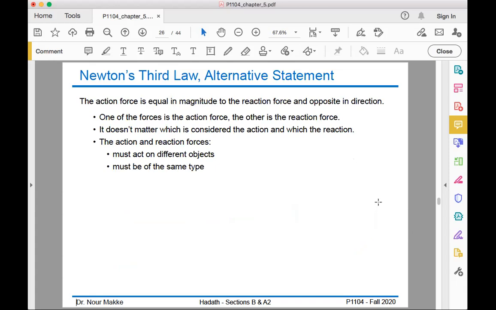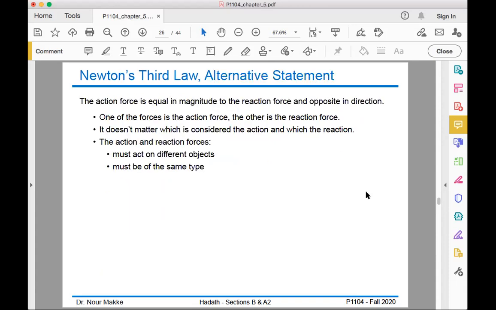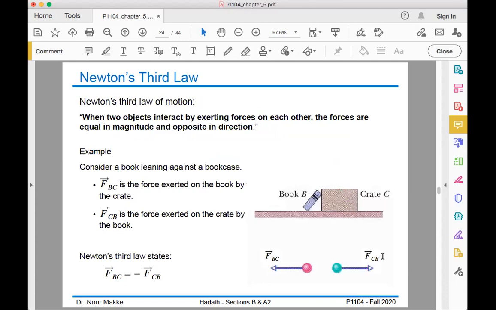So, an alternative statement of Newton's third law: we call these forces F1 and F2 an action-reaction pair. The action force is equal in magnitude to the reaction force and opposite in direction. So we say that FOE and FEO are an action-reaction pair. The same way, FBC and FCB are also an action-reaction pair.